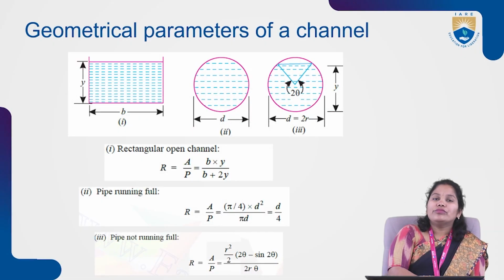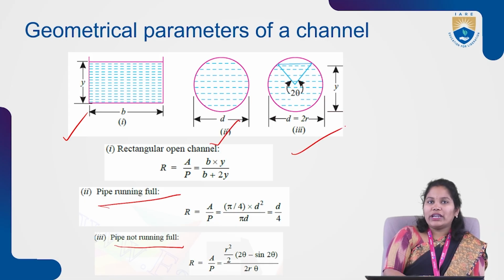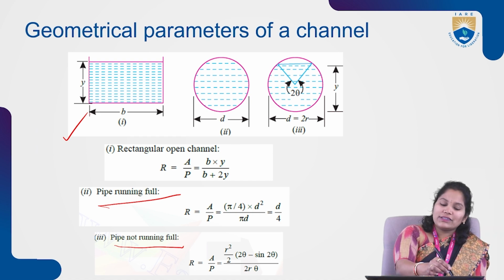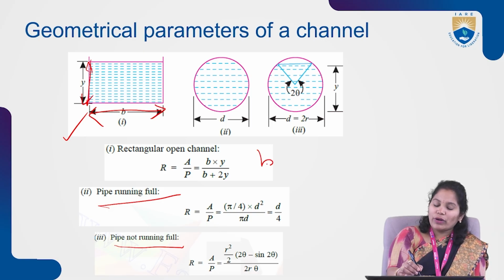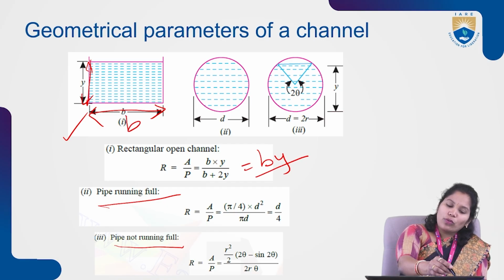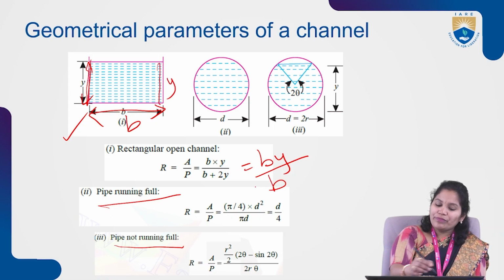So here is the geometry. This is a rectangular channel, here is a circular pipe running full, and this is a pipe not running full. So three conditions are there. What is the hydraulic radius for the rectangular open channel? R is equal to A by P, and what is the area? This is B into the depth of flow, Y. B into Y. And what is the perimeter? B plus 2 times Y.